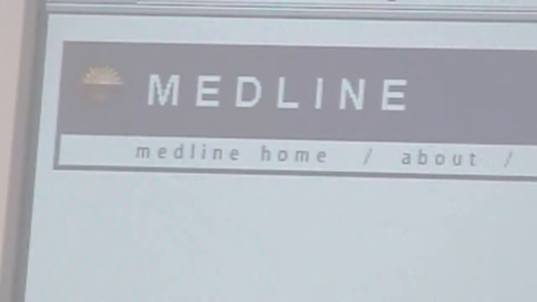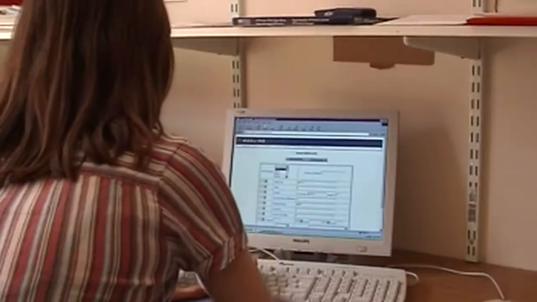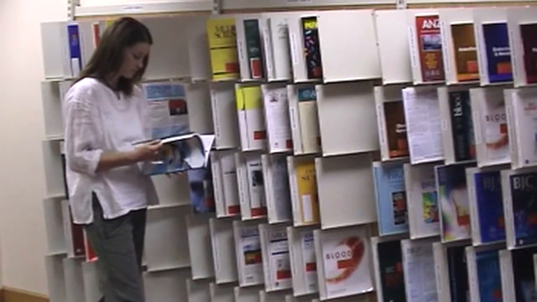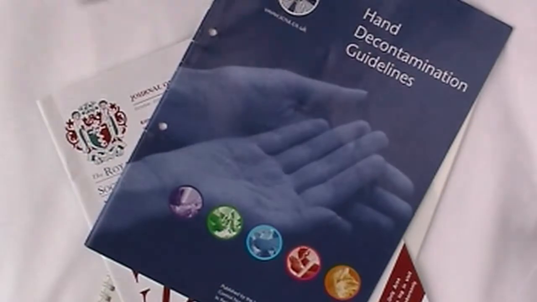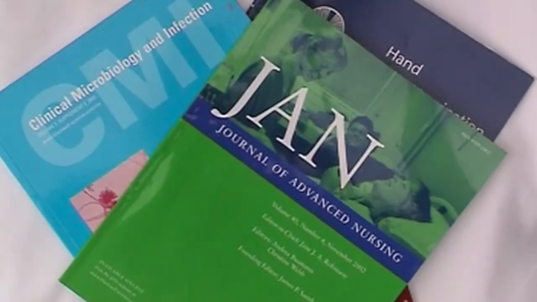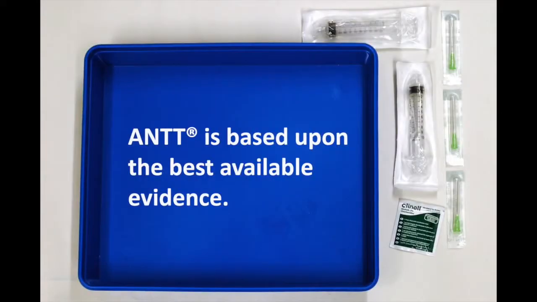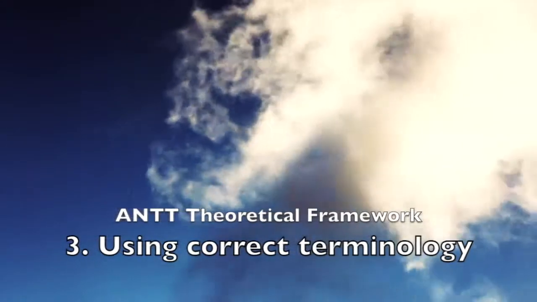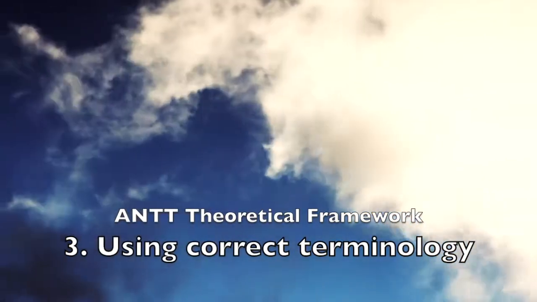Part 2. Lessons from the literature. As well as lessons learnt in practice, ANTT is based upon a number of lessons obtained from an extensive and ongoing review of the literature. Reference works include guidance from the Department of Health, Infection Control Nurses Association, Centre for Disease Control, COSHH regulations, and many other sources. As you can see, ANTT is based upon the best available evidence.